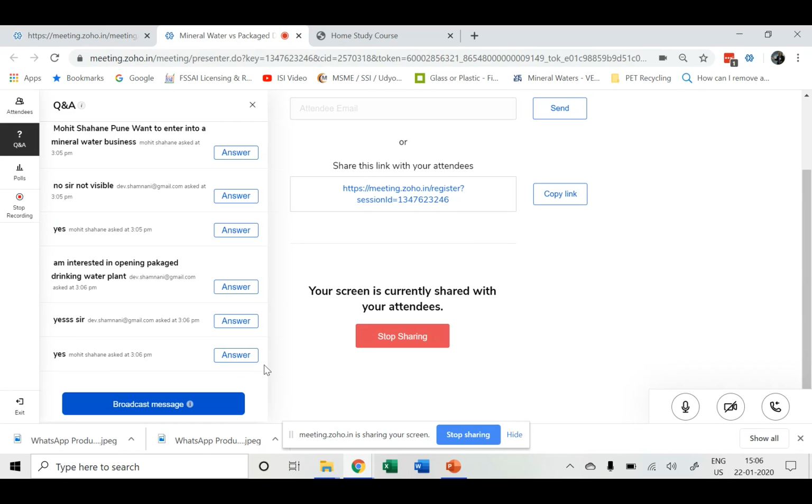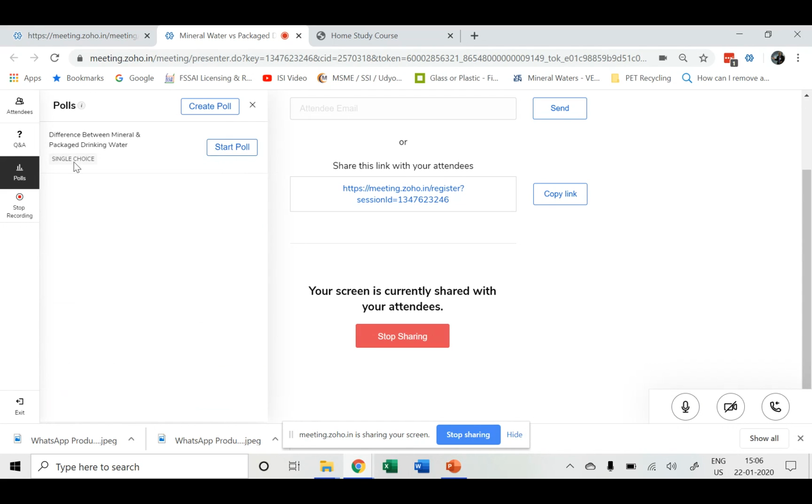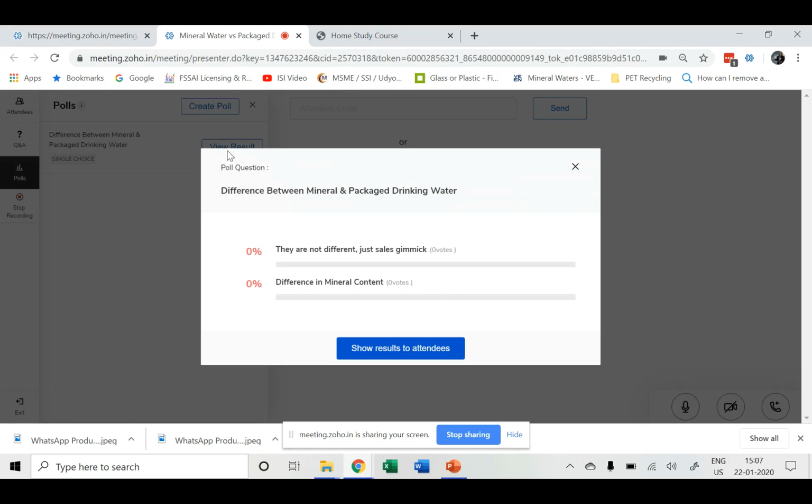So now, before going further, I just wanted you to do one more thing. There is a poll. Okay, so you just tell me if you can sort this out. The poll is something like this: difference between mineral and packaged drinking water. What do you feel? They are different, or just a sales gimmick, or there is a difference in the mineral content?